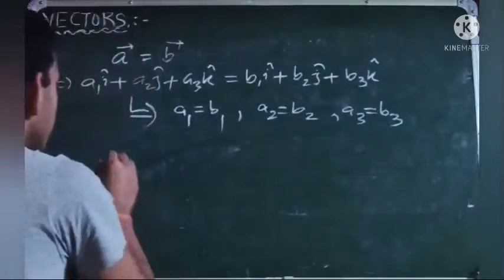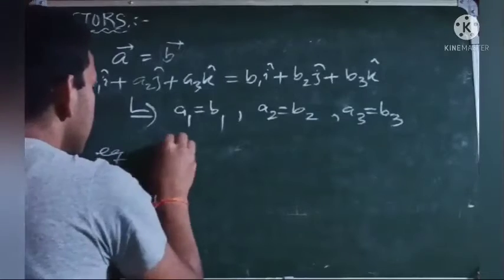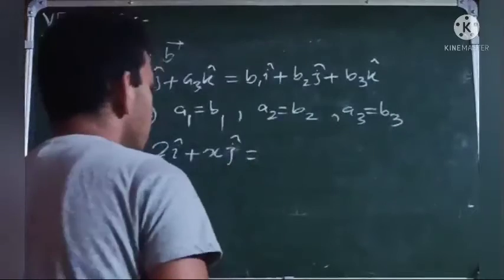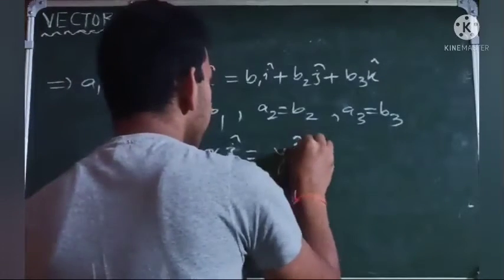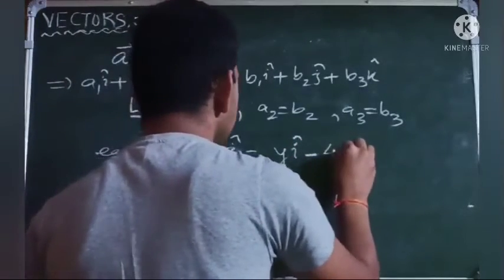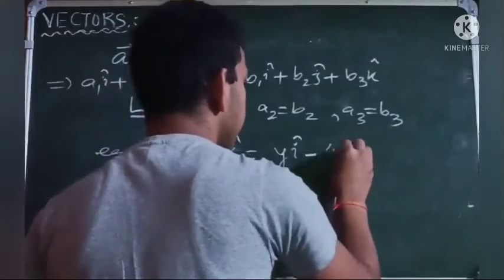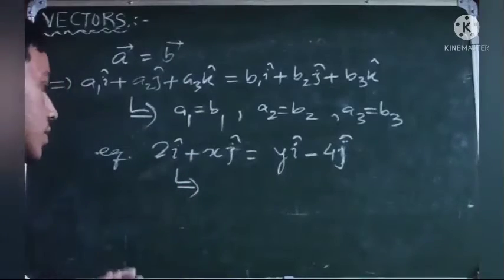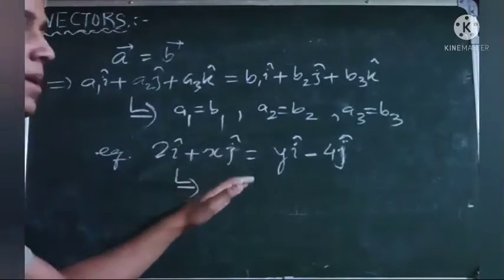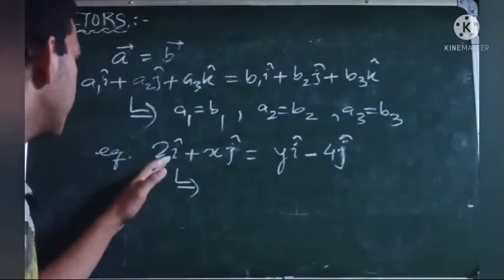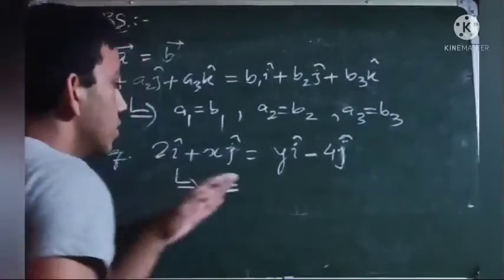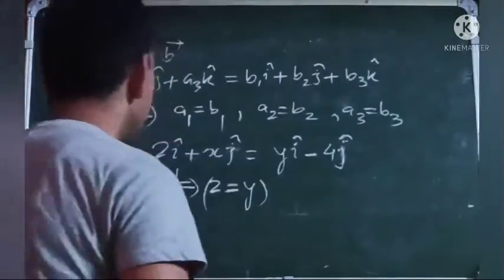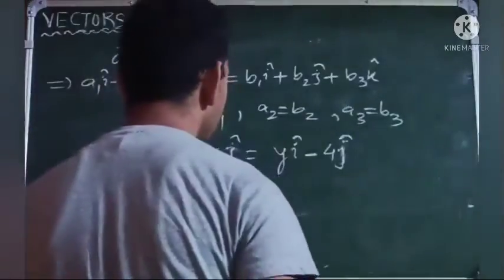For example, suppose we are given that 2 i cap plus x j cap is equal to y i cap minus 4 j cap. Then from the equality of the two vectors, the x components must be equal and the y components must be equal. The x component here is 2, so this should be equal to y. That means we have got the value of y, that is y is equal to 2.